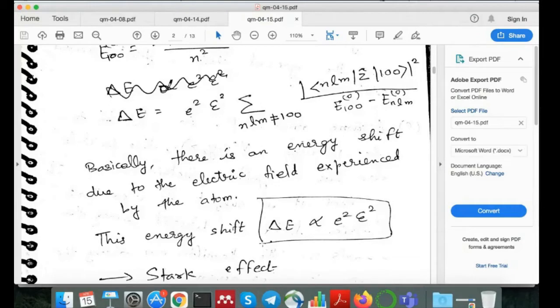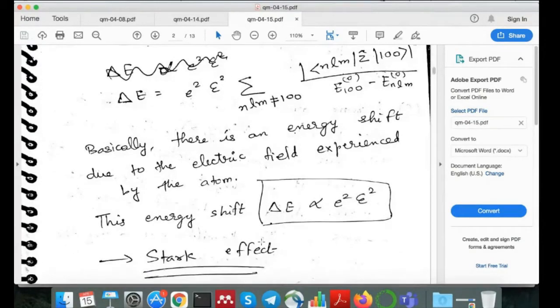You can see the difference between the Zeeman effect and the Stark effect. In the Zeeman effect, there is a splitting of the energy levels, and your degenerate states become non-degenerate. In the Stark effect, there is simply a shift in the energy, and the energy is shifted as the square of the electric field. All right, so that is your Stark effect. Any questions?